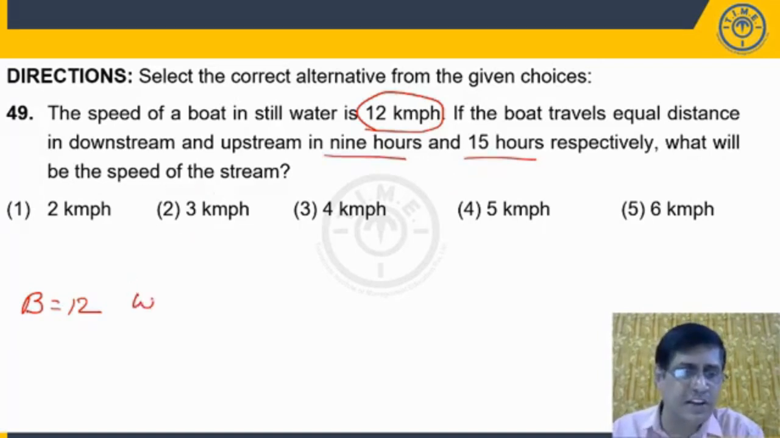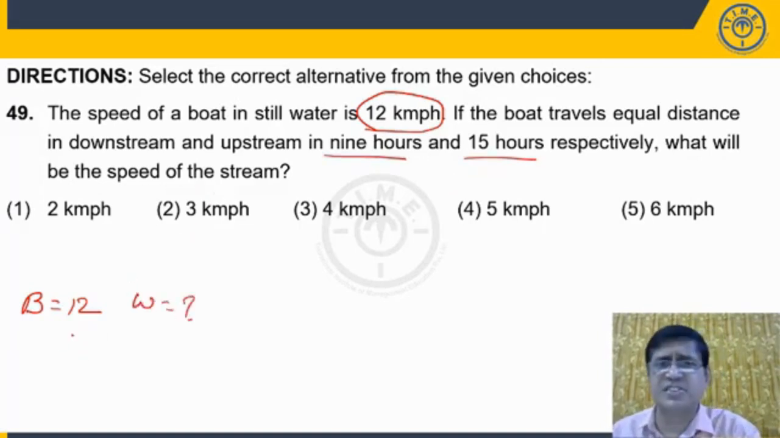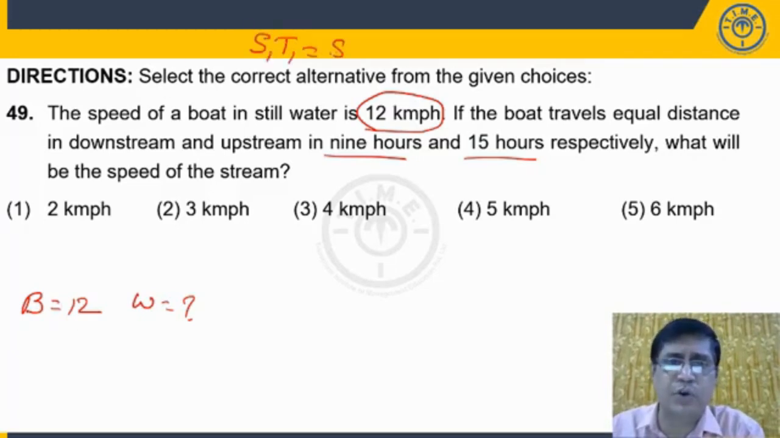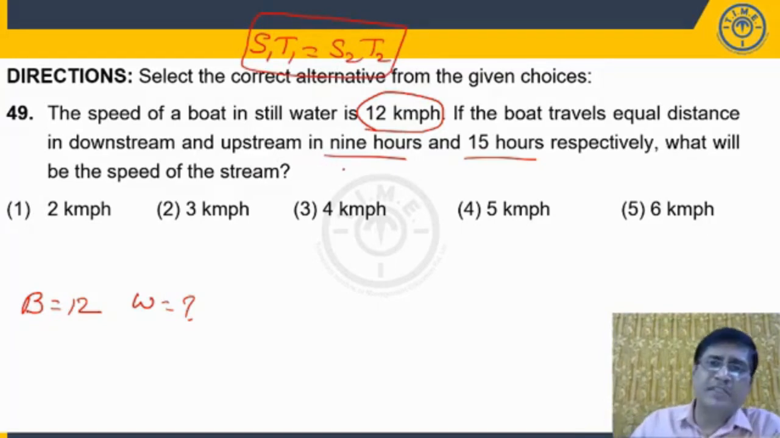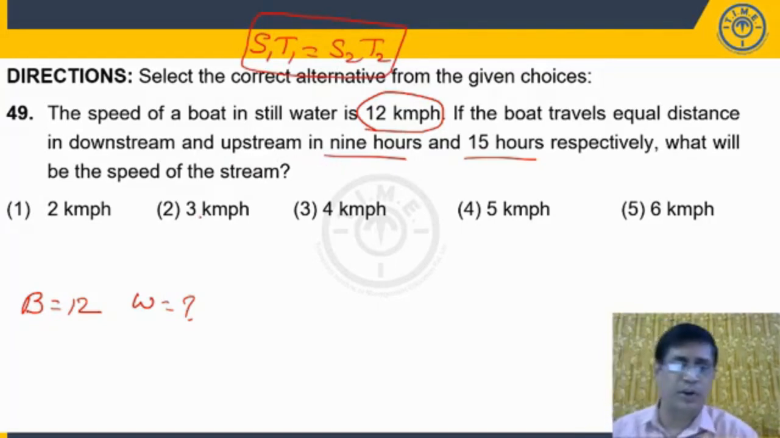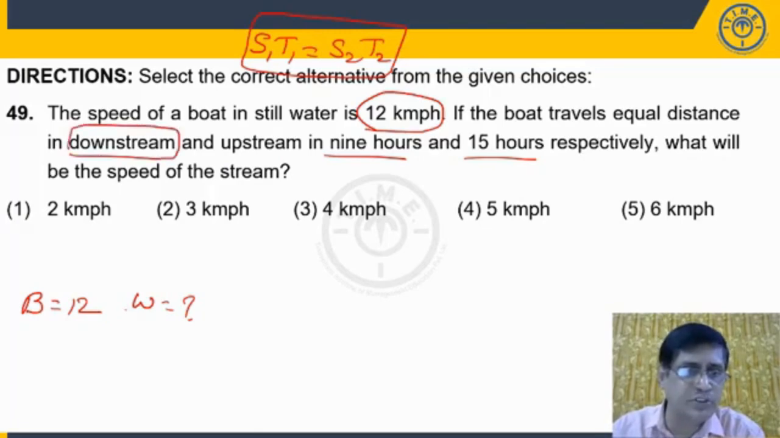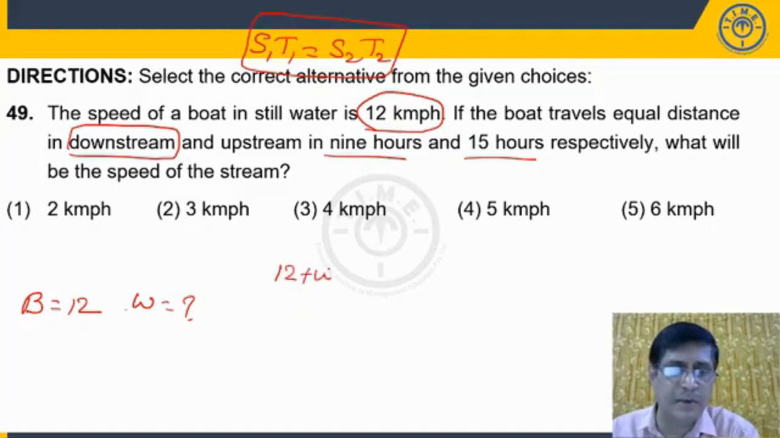So the water speed is not given. The distance is the same. When the distance is the same, we can apply the formula S1 T1 is equal to S2 T2. When distance is constant, speed and time are inversely proportional. Downstream means moving in the same direction as the stream. Downstream is B plus W, that is 12 plus W.